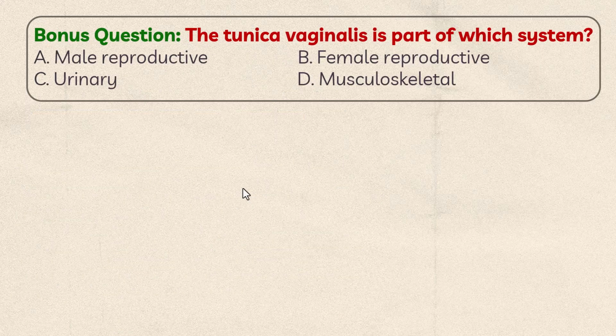There's a bonus question for you to answer. The tunica vaginalis is part of which system? A. Male reproductive, B. Female reproductive, C. Urinary, D. Musculoskeletal. So think the answer and give the answer in the comment section.